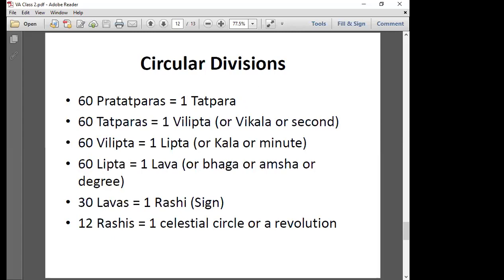Then we also have certain circular divisions of time. Okay, so these are the measures of angles that have been described by the Vedic astronomers. So you can just go through it for your own knowledge.